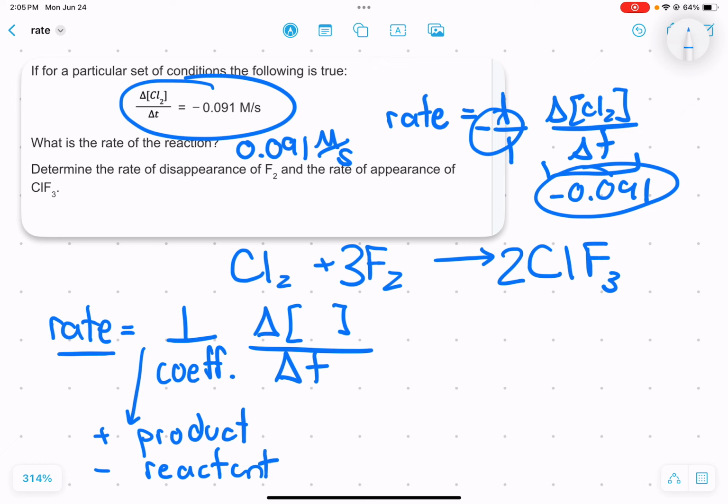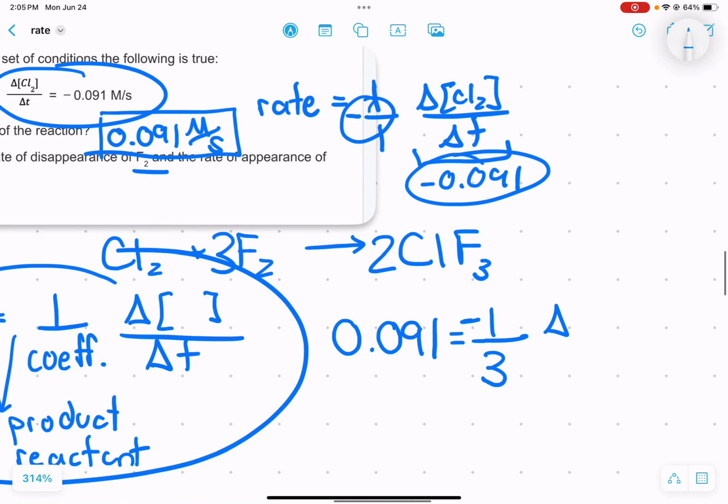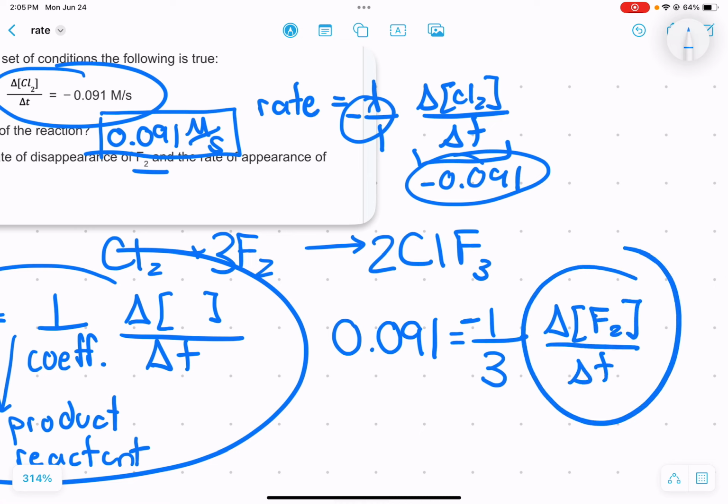Now, if we have the rate of the reaction as this value, and we want to determine the rate of disappearance of F2 and the rate of appearance of ClF3, again, we just need to use this kind of formula and include the coefficient. So the rate is equal to 0.091, which is equal to 1 over the coefficient, which for F2 is 3, negative because it's a reactant, and change in concentration of F2 over change in time, which is what they're asking for.